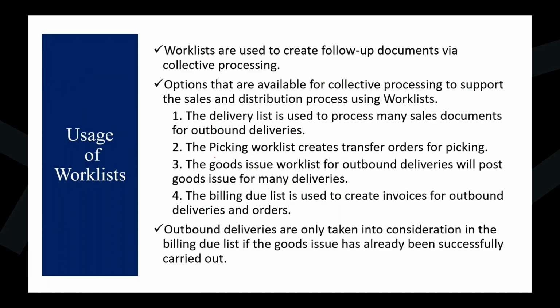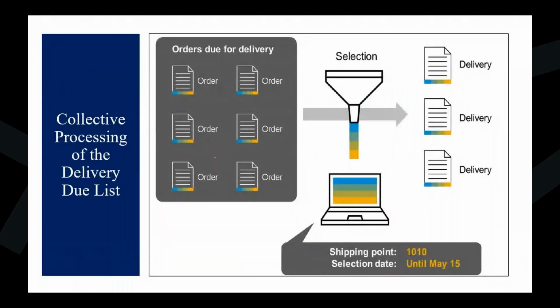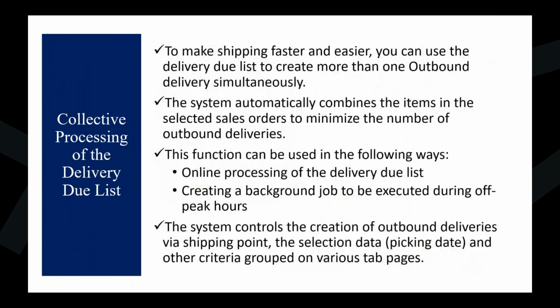Okay, so let's continue. First we'll start with the collective processing of deliveries. It is very straightforward. You take the sales orders which are due for delivery, and then you convert them to outbound deliveries at one go, basically. Okay, and to select these orders you use some criteria like shipping point and some date. According to the date you will do that. Okay, so now we will see how to carry this out in the system.